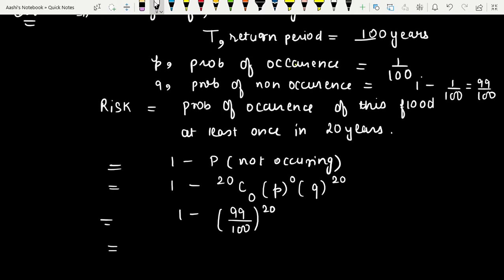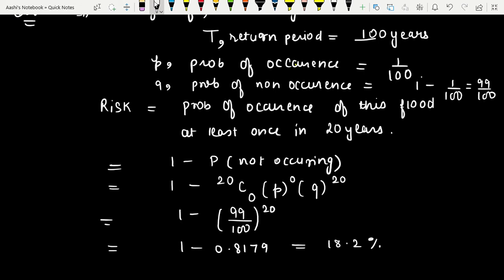So when I solve it, the value that I get is 1 minus 0.8179, which I can further simplify and write as 18.2 percent. You will get the answer in decimal; later you multiply it by 100 to get it in percentage. So there is a risk of 18.2% with this culvert. I hope you understood.